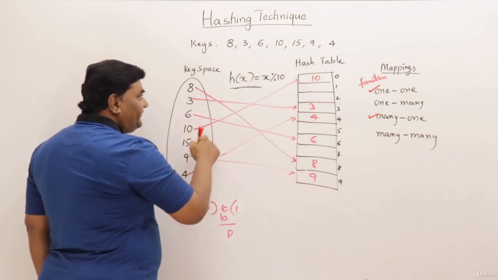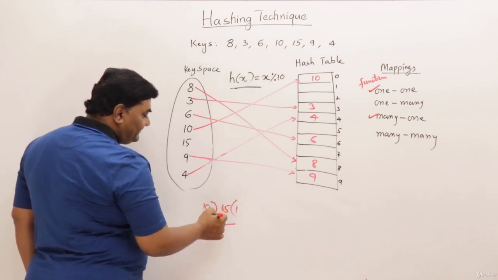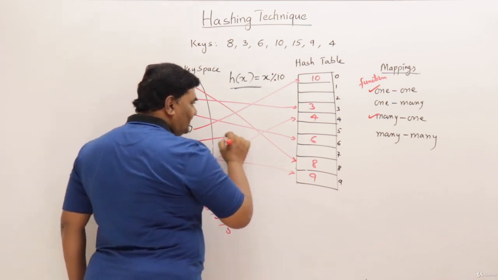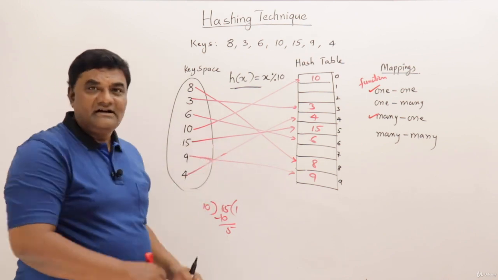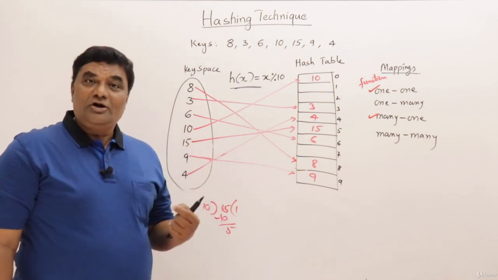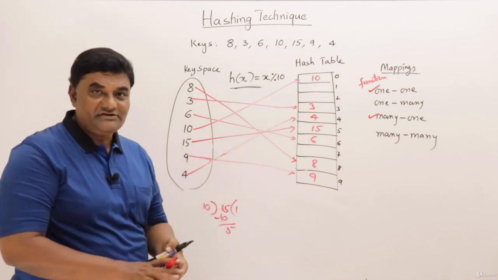Now 15. 15 mod 10. 10 goes once, subtract this, and the remainder is 5. So we got the remainder 5. So 15 should be stored at index 5. That's how all the keys are stored or mapped using this hash function. Now let us see the problem with this modulus hash function, the drawback of the modulus hash function.